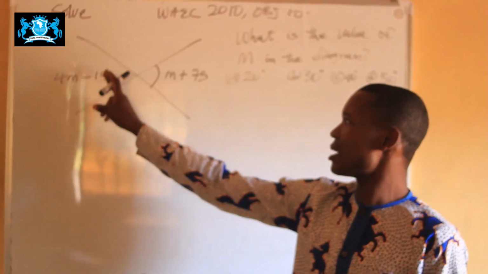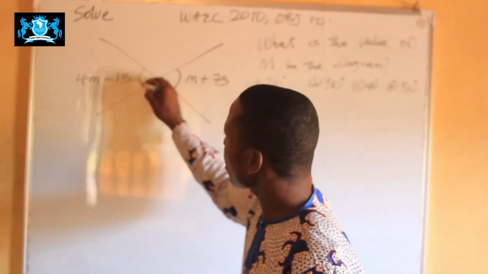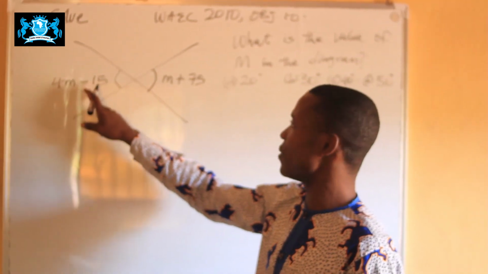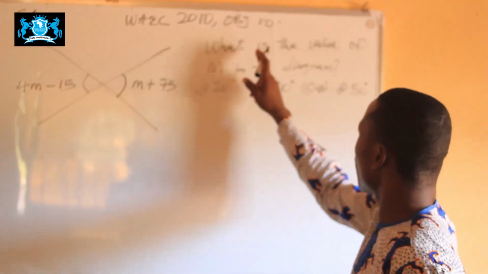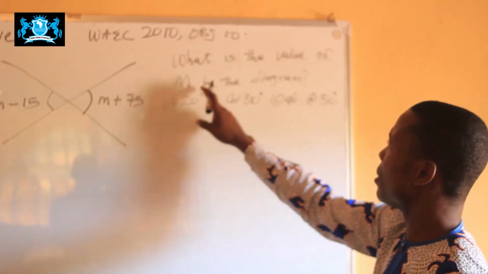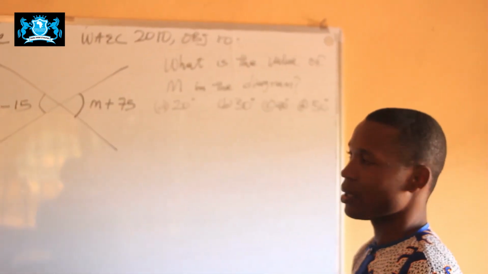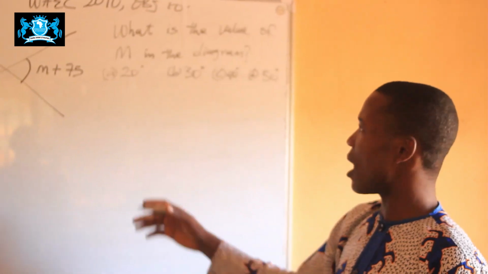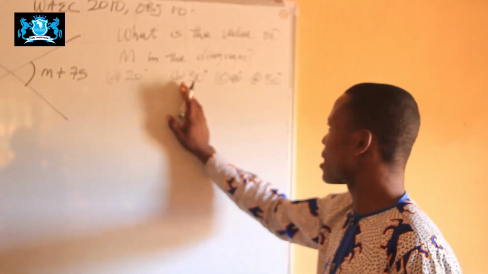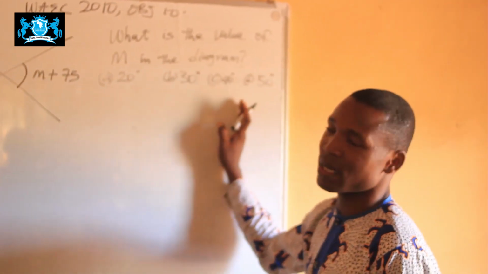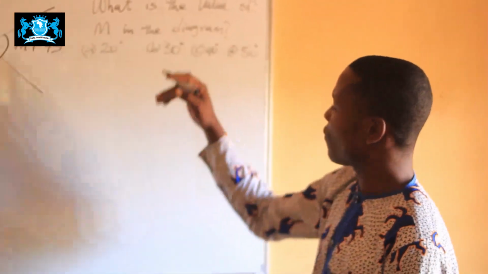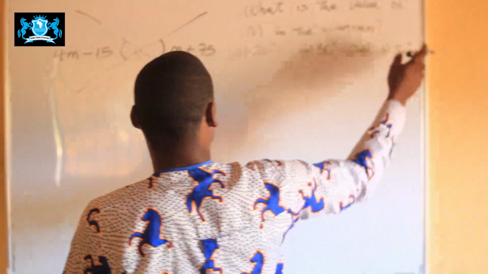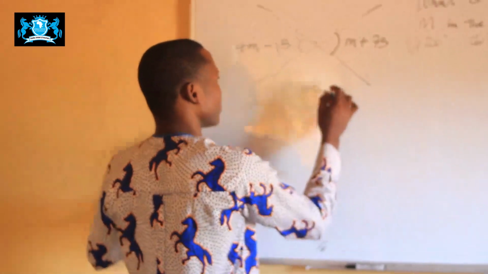They say here is 4m minus 15. This side is m plus 75. This is the question. What is the value of m in the diagram? Of course, in an objective question, we have 20 degrees, 30 degrees, 40 degrees, 50 degrees. So what we'll be doing is we will solve this and see if the answer is here, and which of them is correct.